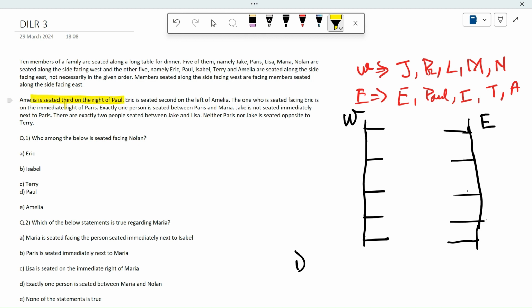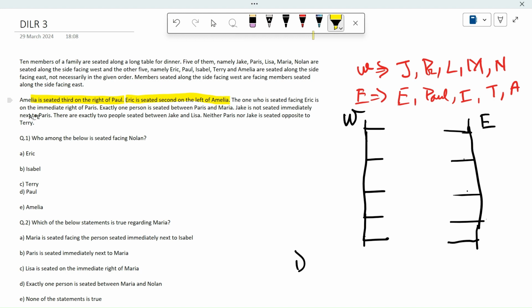Next, Eric is seated second on the left of Amelia. If Amelia is sitting here, then second left, left will come to this side. I hope you're understanding. If Amelia is here, then Eric is seated second to the left of her: this is first left, second left. So he will be somewhere here. Getting the point? I'm just trying to highlight this also.